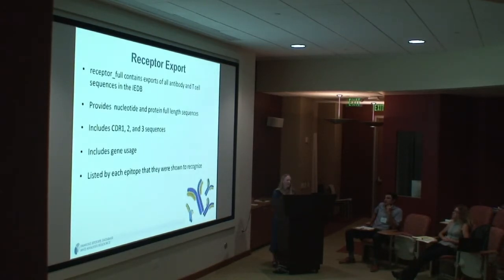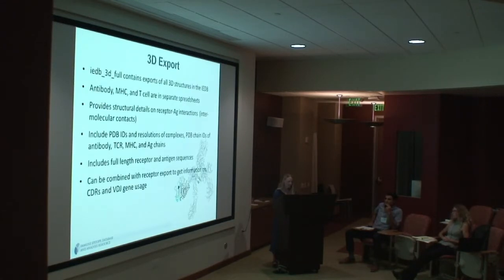And I'm mentioning this just because this is our newest export. We now have TCR and antibody sequences in the IEDB. It started relatively recently. We have both nucleotide and protein sequences if the author provides them. We have CDR 1, 2, and 3 sequences if the author provides them, and we include gene usage. If you export this table, you'll see every epitope that TCR recognized or every epitope that antibody recognized.